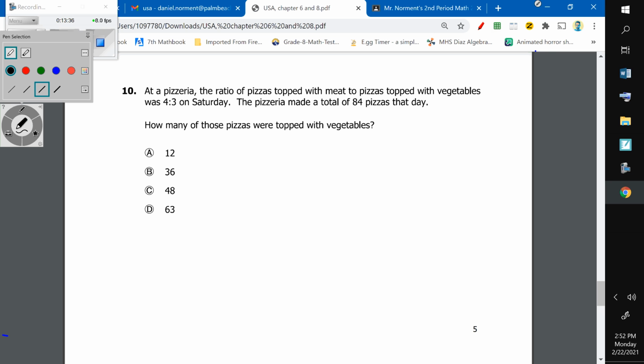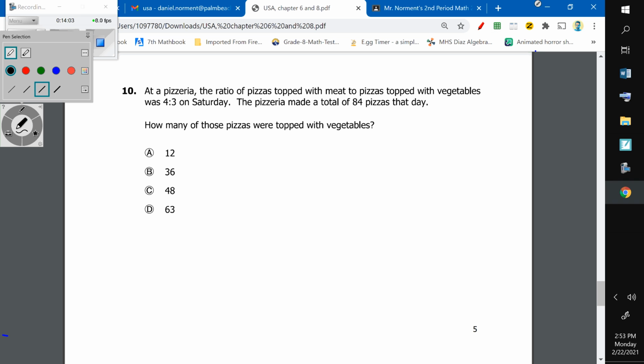At a pizzeria, the ratio of pizzas topped with meat to pizzas topped with vegetables, gross, was 4 to 3 on Saturday. The pizzeria made a total of 84 pizzas that day. How many of those pizzas were topped with vegetables? So that's the question. Is it 12, 36, 48, or 63?